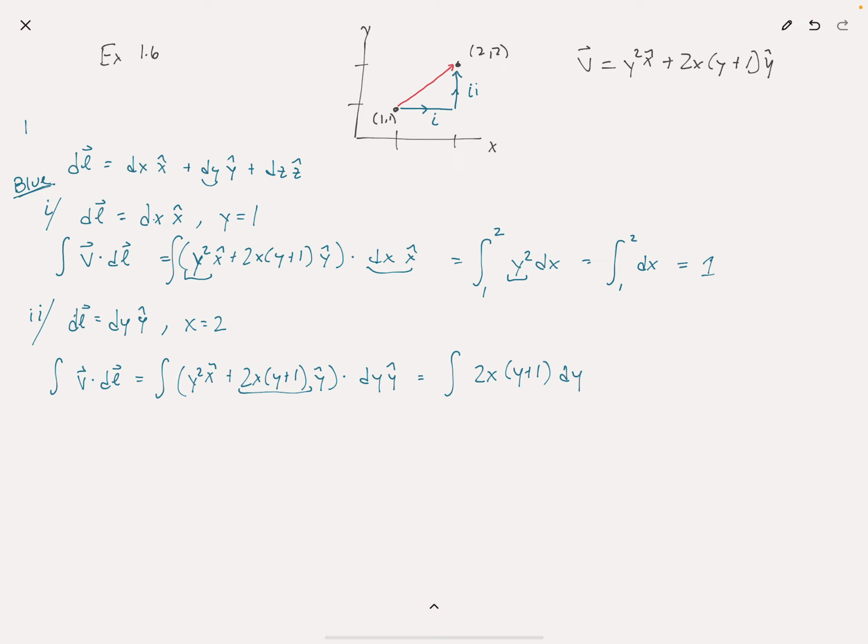Okay, so now let's put the bounds on, since now we're talking about y explicitly. y is going to go from 1 to 2, right? x is equal to 2 here, so this is (4y plus 1) dy from 1 to 2. And that gives me 10. So my total blue path integral gives me 1 plus 10 equals 11.